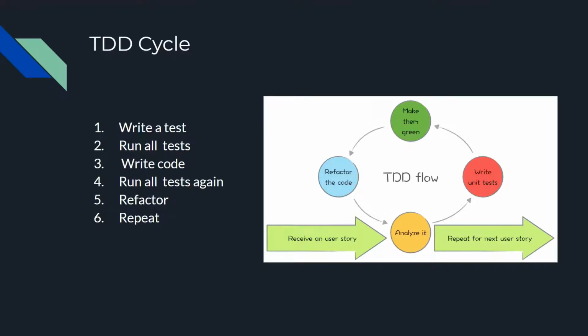The next step after the test is written is to run all the tests to make sure that the new test that was just written is failing and that the other tests are still working properly. It just verifies that the test was written well and that you're ready for the next step. Once that's done, you move on to the next step, which is writing the code.